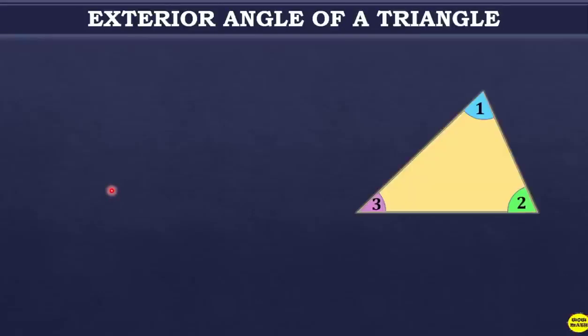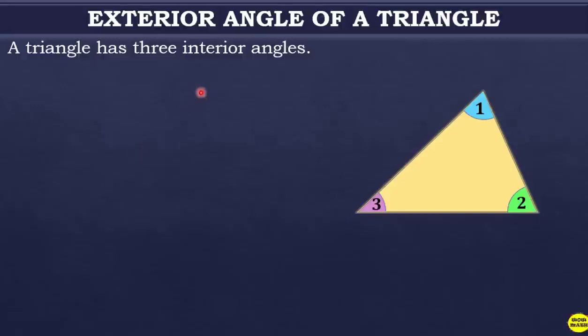So I have here a given triangle. As you can see, we have here 3 angles of a triangle. Always remember that for every triangle, lagi po siyang merong 3 interior angles. Now, what do we mean by interior angles? Ito po yung mga angles na makikita natin sa loob ng triangle natin.